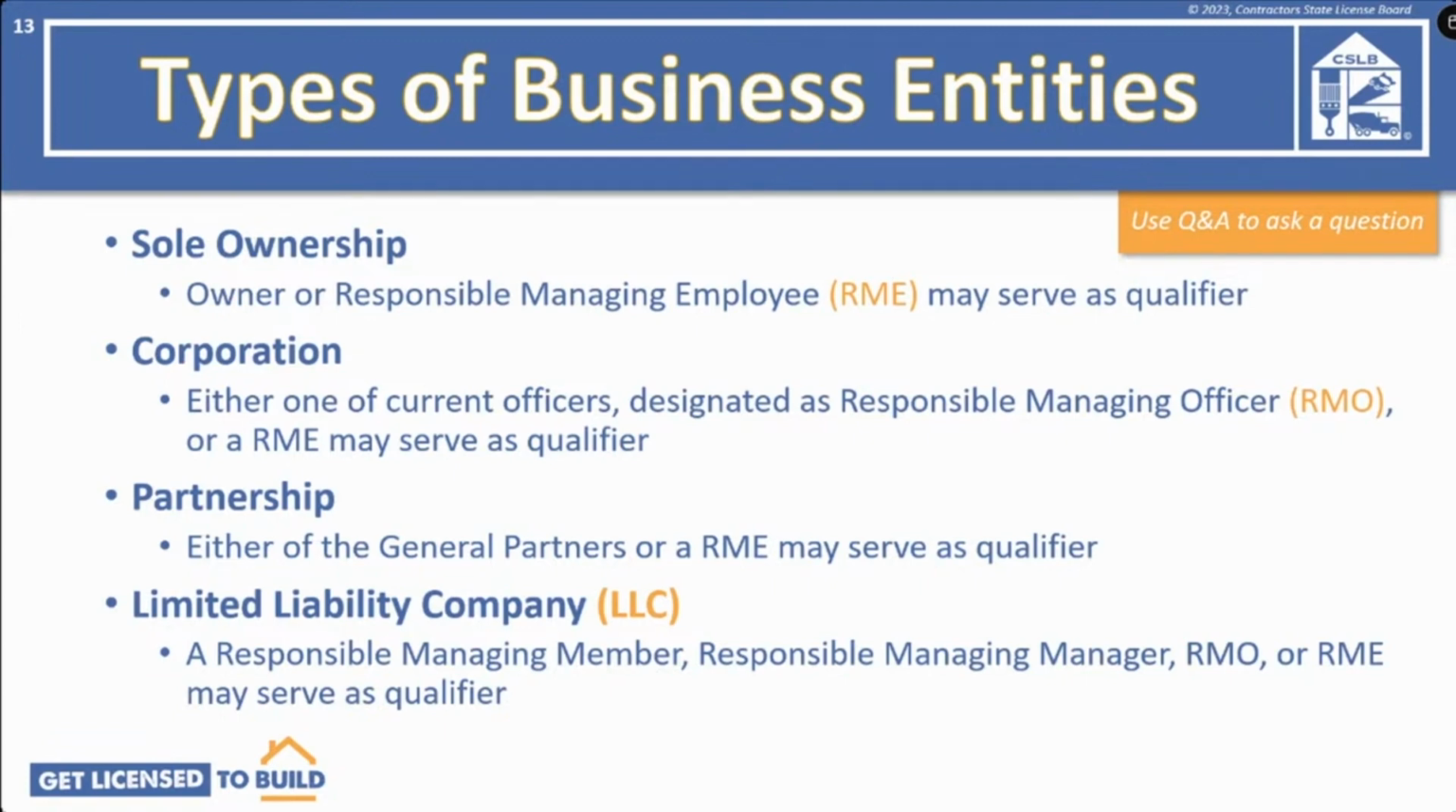Second, a corporation, where either of the current officers designated as the responsible managing officer or the responsible managing employee may serve as the qualifier. Just under 1/3 of our licenses are corporations. A distant third is a partnership, where either of the general partners or a responsible managing employee may serve as the qualifier. That's 2% of our licenses.